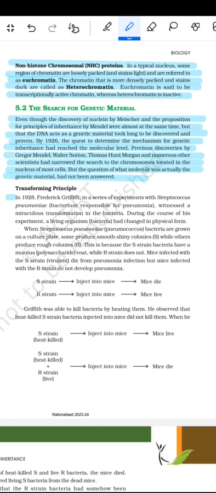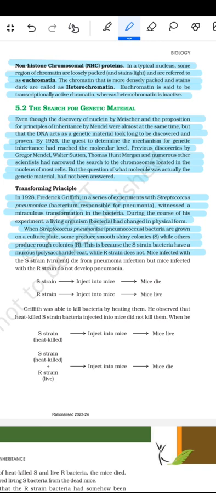Transforming principle: in 1928, Frederick Griffith, in a series of experiments with Streptococcus pneumoniae, the bacterium responsible for pneumonia, witnessed a miraculous transformation in the bacteria. During the course of his experiment, a living organism, the bacteria, had changed in physical form. When the Streptococcus pneumoniae, pneumococcus bacteria, are grown on a culture plate, some produce smooth shiny colonies while others produce rough colonies. This is because the S-strain bacteria have a mucous polysaccharide coat while the R-strain does not.